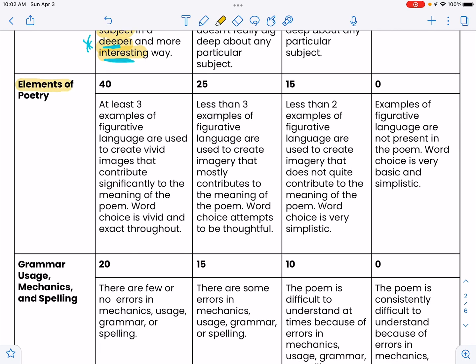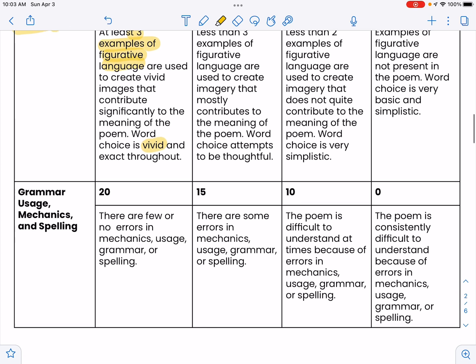Next, elements of poetry. At least 3 examples of figurative language are used that create vivid images that contribute significantly to the meaning of the poem. Word choice is vivid and exact throughout. So vivid just means you chose words that were very expressive. So it's not just basic words and terminology. You are helping the reader to visualize something.